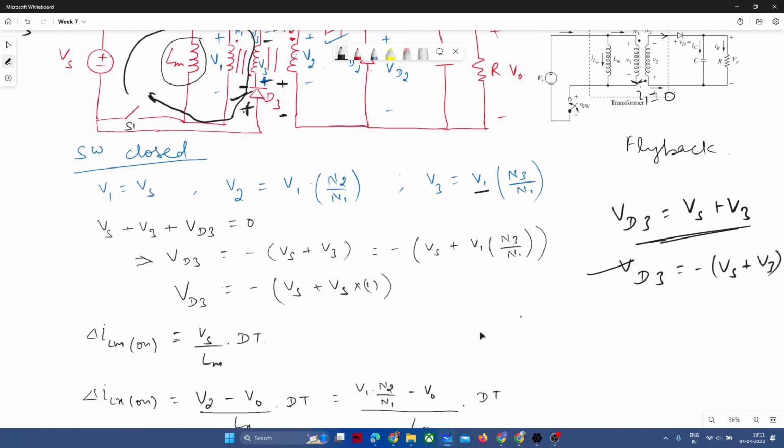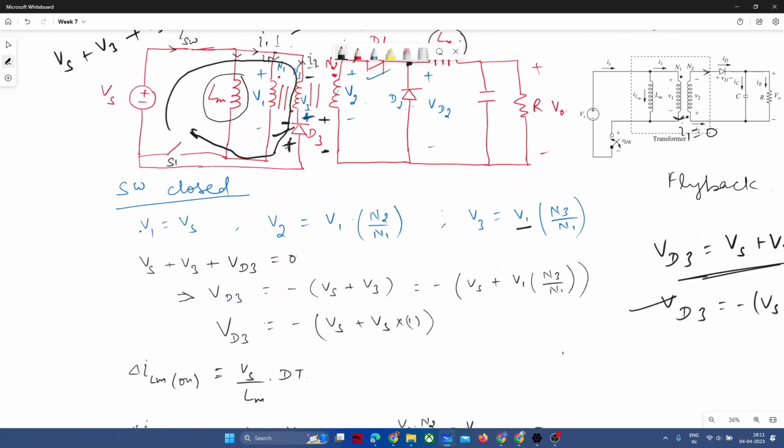Now about this magnetizing inductance, what is it doing? When the switch was on, this magnetizing inductance also stores certain energy, and when the switch gets off, our intention is to flow this energy back to the source, right? When the switch is on, we derived the slope of this inductor current, dILm by dt, equal to Vs by Lm, and during the on time period, T on will be equal to DT.